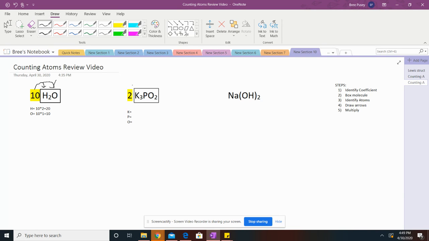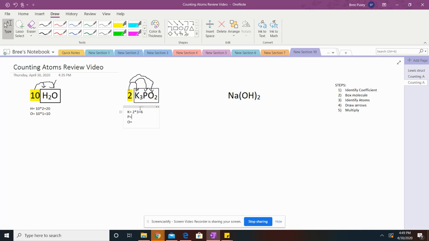Okay. So I know that this 2 is going to K. I know that it's going to P. And I know that it's going to O. All right, it's going to all 3. Not just 1, it's going to all 3. So when I do K, I'm going to do 2 multiplied by 3 gives me 6. And I did that because coefficient 2 multiplied by subscript 3 gives me 6 total.